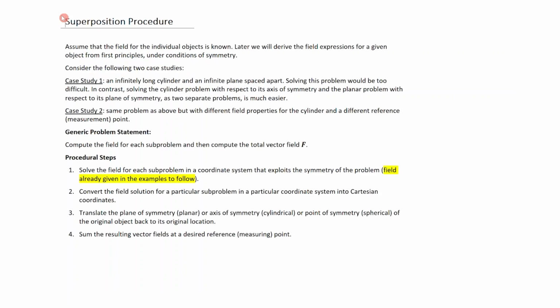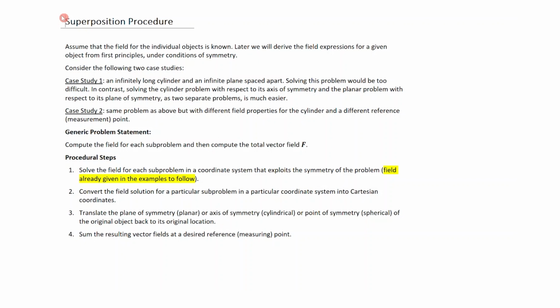All right, so what is the superposition procedure? For this particular teaching model, we're going to assume that the field for the individual objects is known, but in actual fact, we'll be able to calculate these. And this is what we'll be doing later on in Reading Assignment 5. This typically is a situation that exists when we have conditions of symmetry, in which case we'll be able to use the divergence theorem and Stokes theorem to extract information about the actual fields themselves.